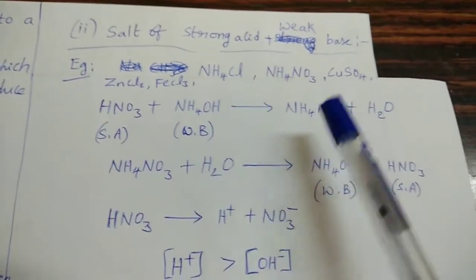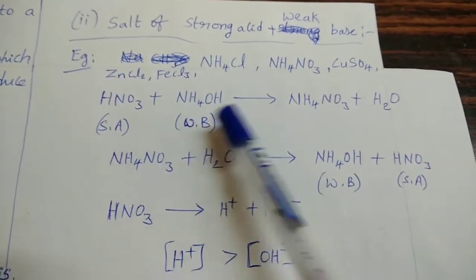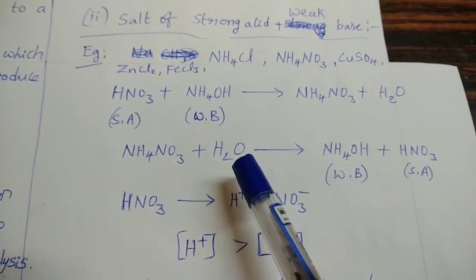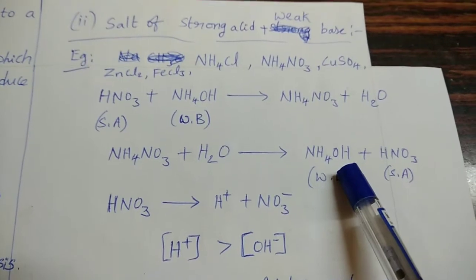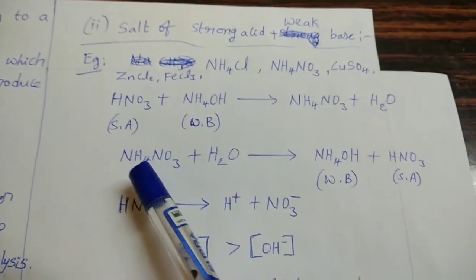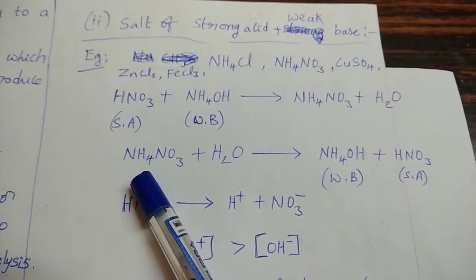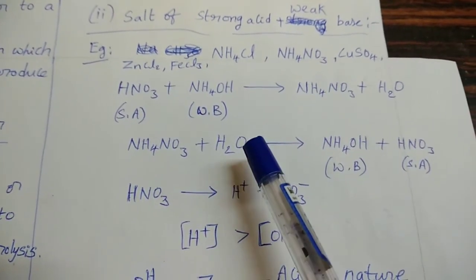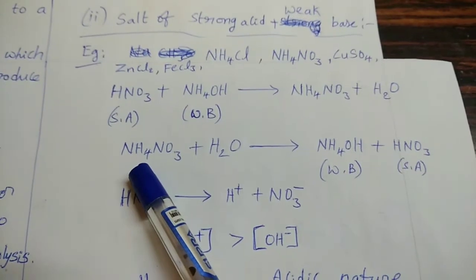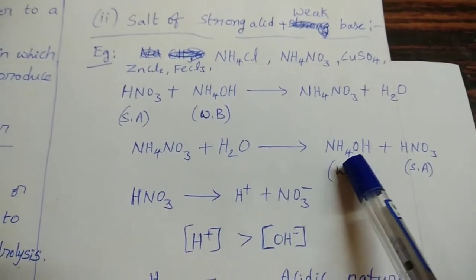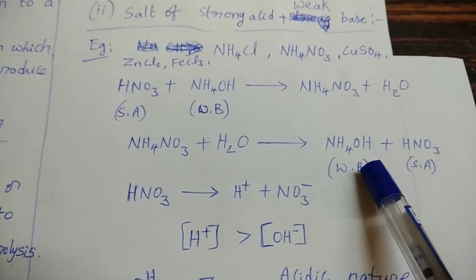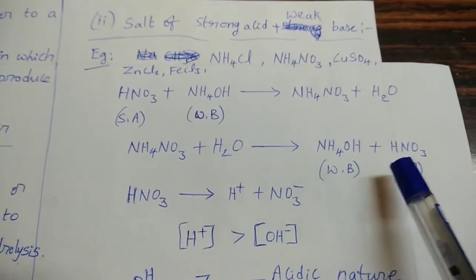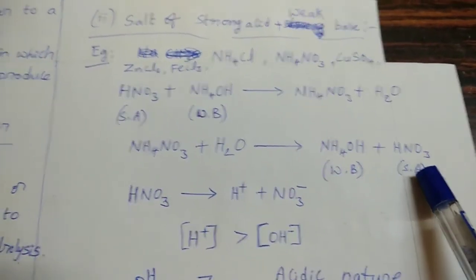Next, see one example, ammonium nitrate. This is ammonium nitrate formation. When this salt is added to the water, it produces NH4OH plus HNO3 because in this cation is NH4+, anion NO3-. Here H+ OH-. NH4+ OH- combines with each other and forms weak base NH4OH. NO3- H+ combines with each other and forms HNO3.